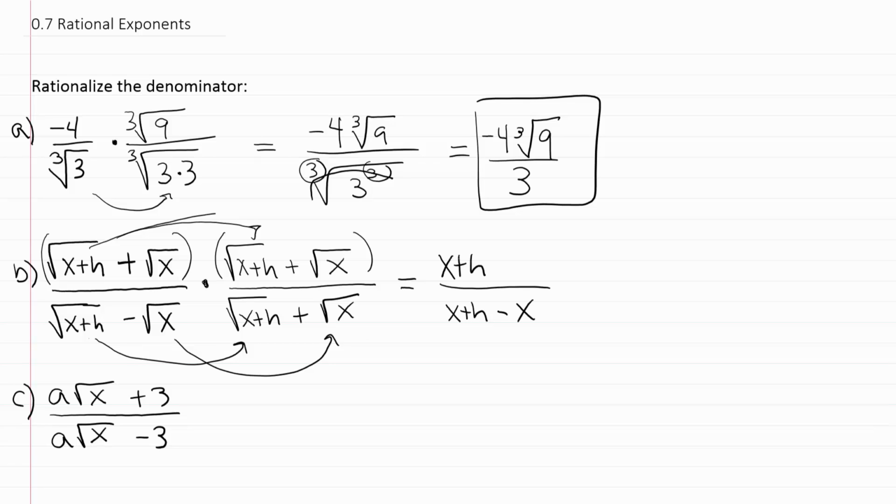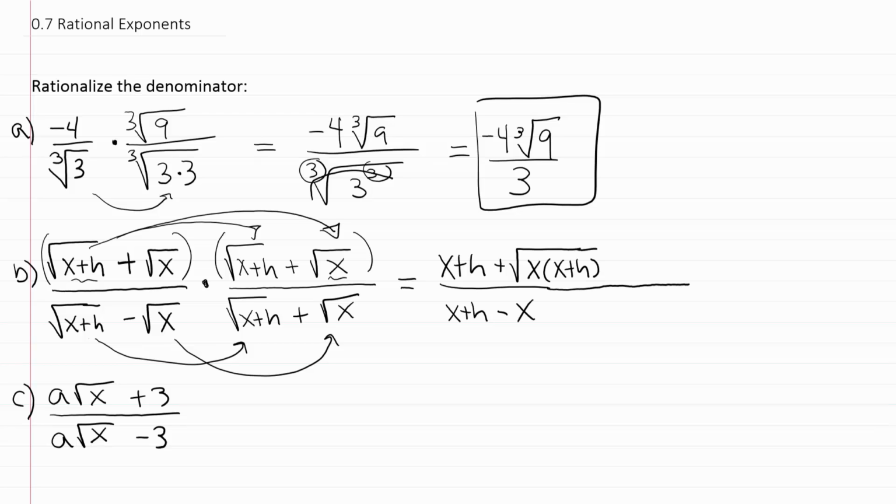Then we'll have the square root of x plus h times the square root of x. That's going to give you positive the square root of x times x plus h, right? So remember, what's inside gets multiplied by what's inside. So we multiply the two radicands. So we're basically going to have that for the middle piece.